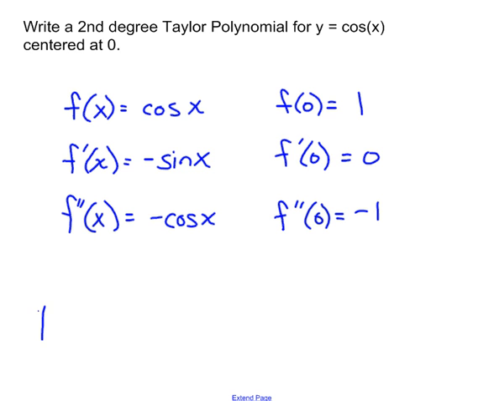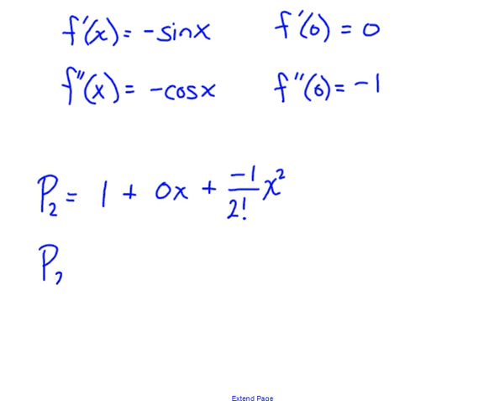So here we go. Second degree Taylor polynomial: the first thing I need is f of 0, which is 1. The next thing I need is f prime of 0, which is 0, times x. And then I need my second derivative at 0, which is negative 1, over 2 factorial times x squared. Probably I want to clean that up, because usually we would write that simply as 1 minus 1/2 x squared. And we have achieved our second degree Taylor polynomial for cosine x. All right, so we're going to go to the next slide.